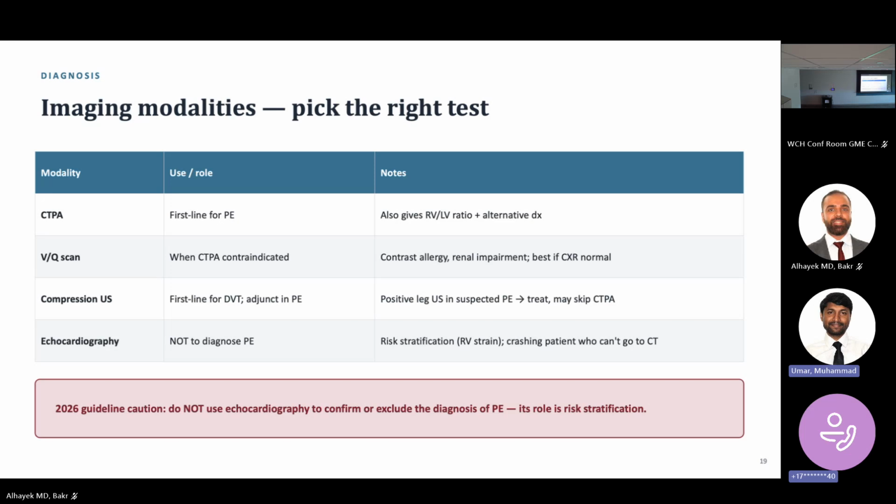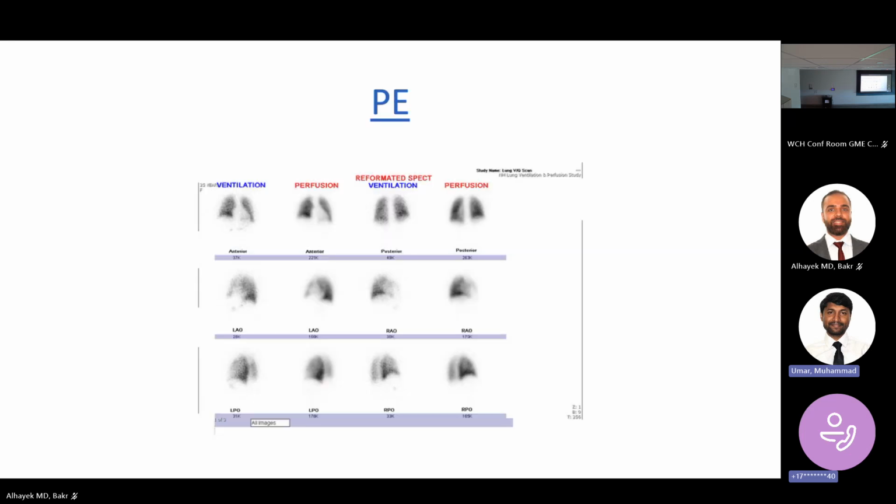So the CTPE is the first line imaging modality for PE. These are all information that you guys know. So I'm just going to talk about the caveats, the things that are actually going to be useful in your everyday work. The VQ scan is used when you cannot use CTPE. Let's say a pregnant patient, let's say a patient with ESRD. Actually, no, if the patient is on ESRD, you don't really care. They're already on dialysis sometimes. You just go for CTPE. Compression ultrasound and the echocardiograph.